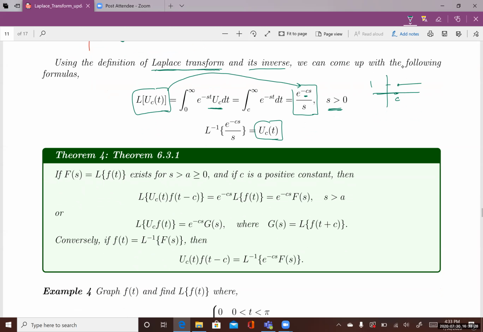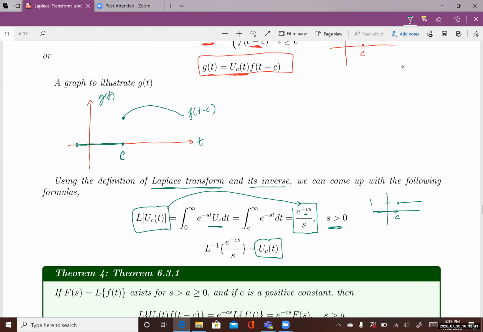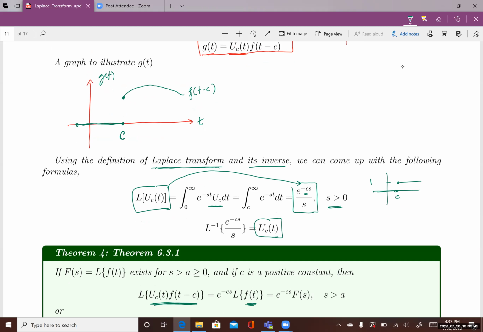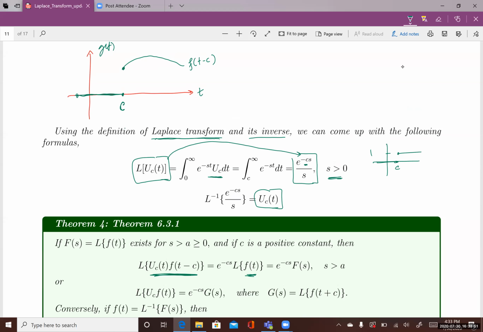And then in general, remember we shifted f of t here. This looks familiar because this is the function g of t that we found here. If you want to find the Laplace transform of this function, it's going to equal e to the negative cs multiplied by the Laplace transform of f of t. That equals e to the negative cs multiplied by big F of s, because big F of s is the Laplace transform of f of t.